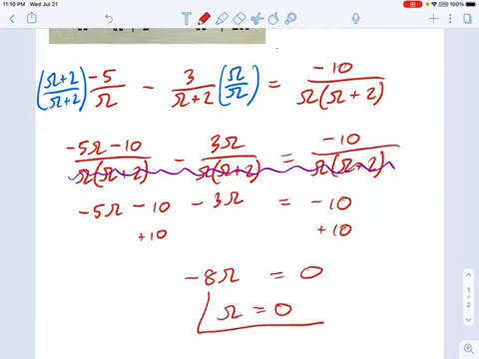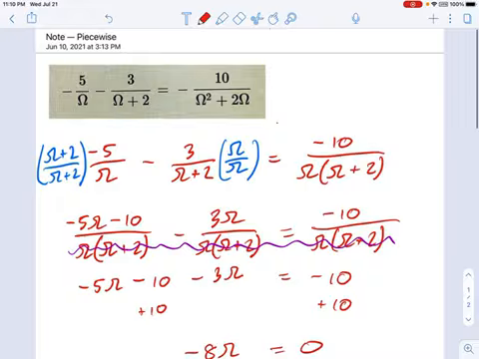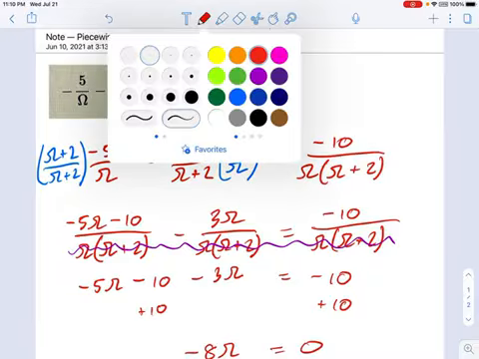Great, this is easy to solve. Omega equals 0. Almost done, right? We need to check and see if that solution actually works. So plug it into that original one, and actually it's easier than plugging it in.